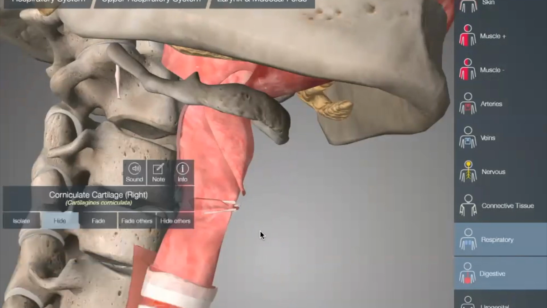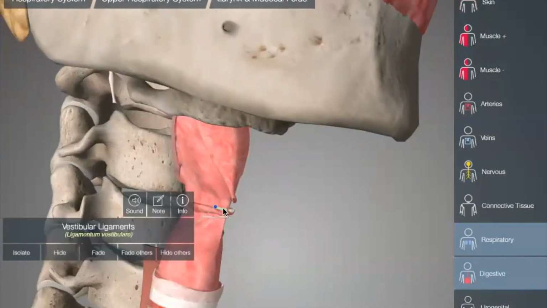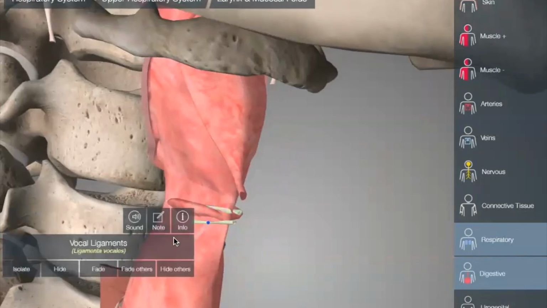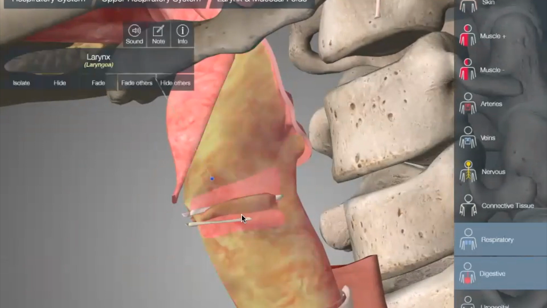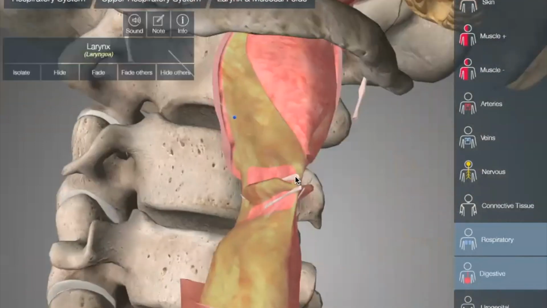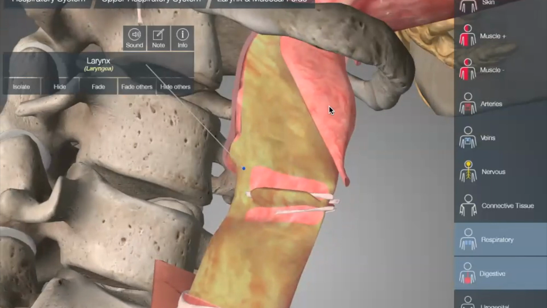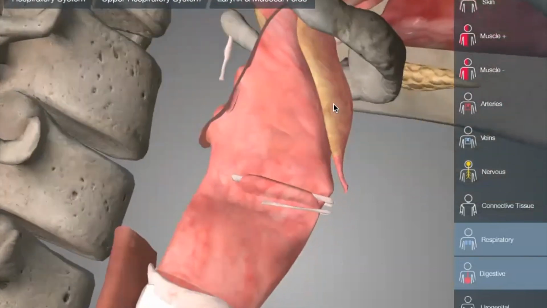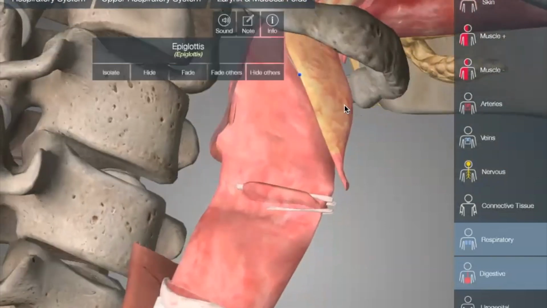I hope in this we can see the vocal cords. Maybe these are the ones. Yes. See, vocal ligaments. This is the larynx. This is the epiglottis.